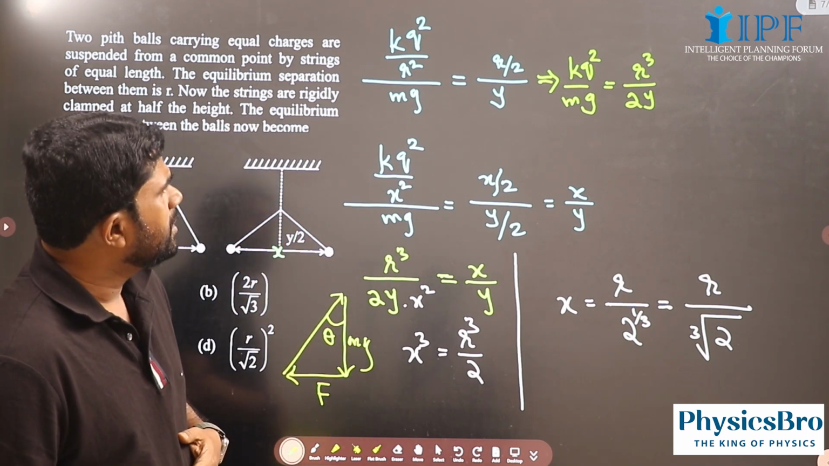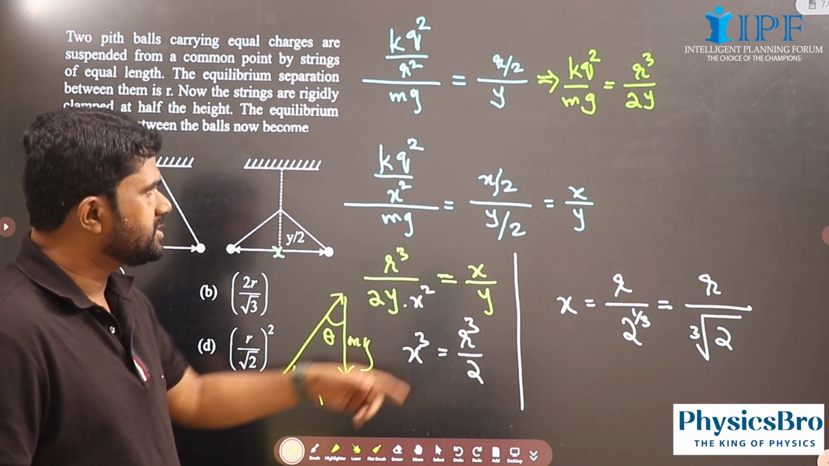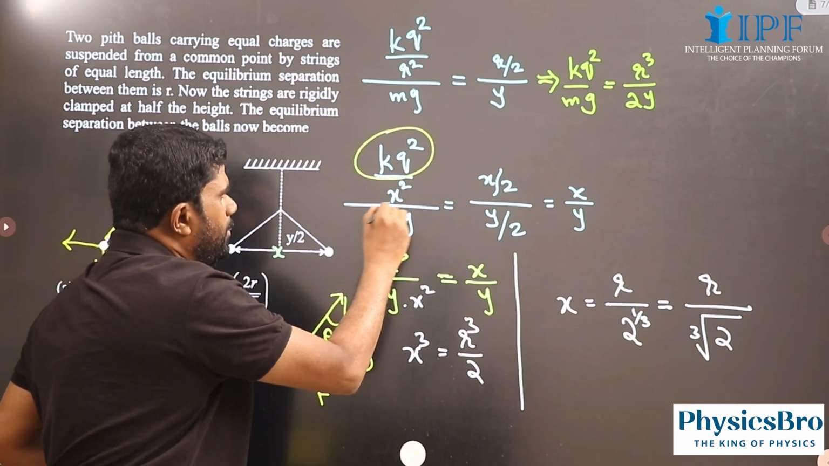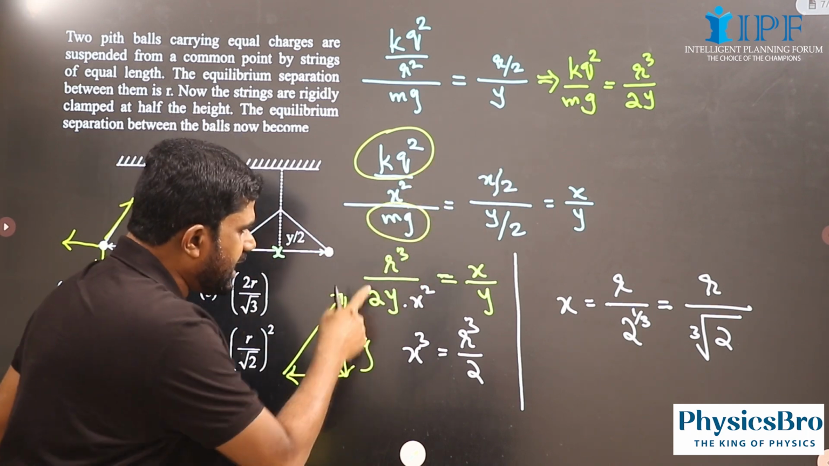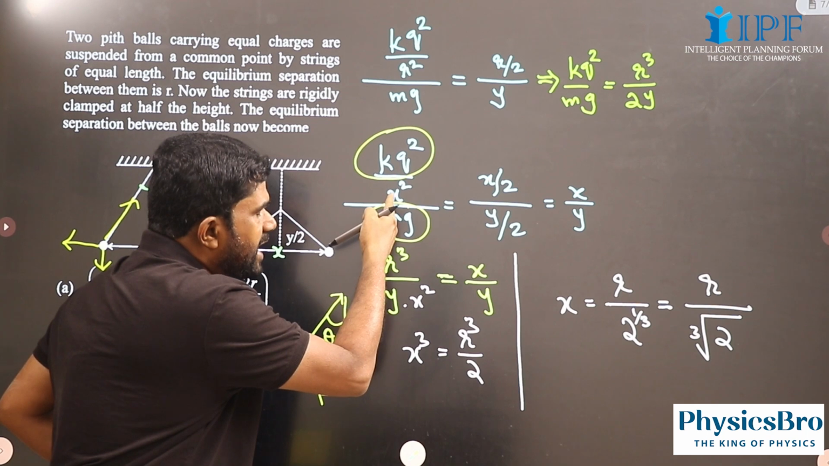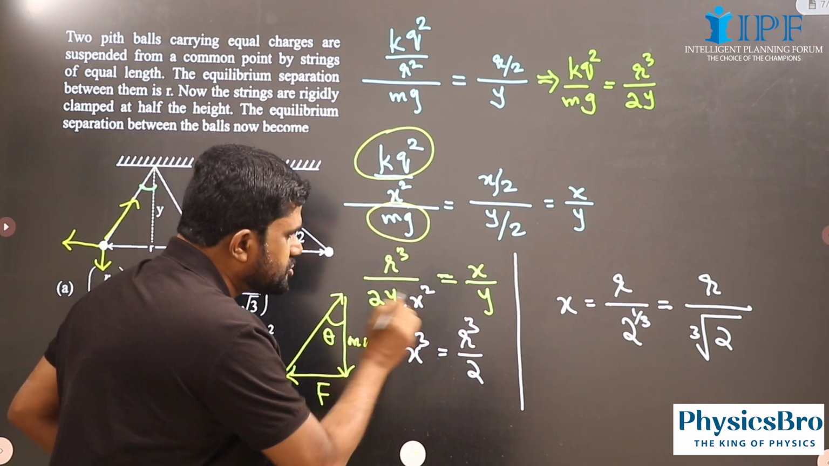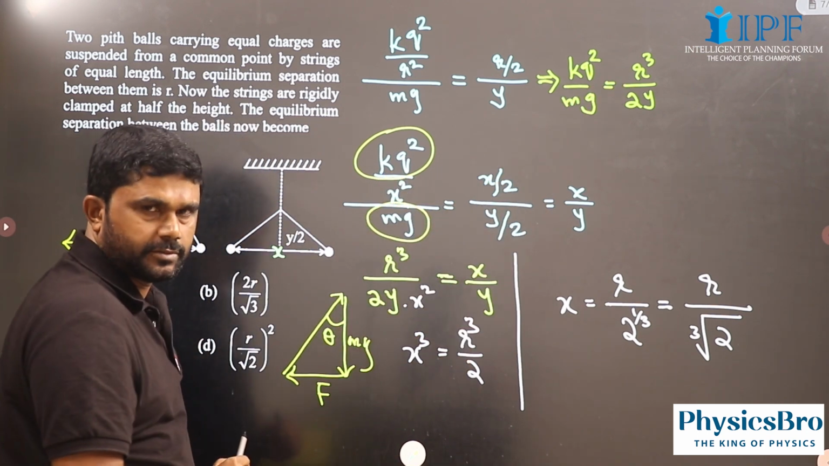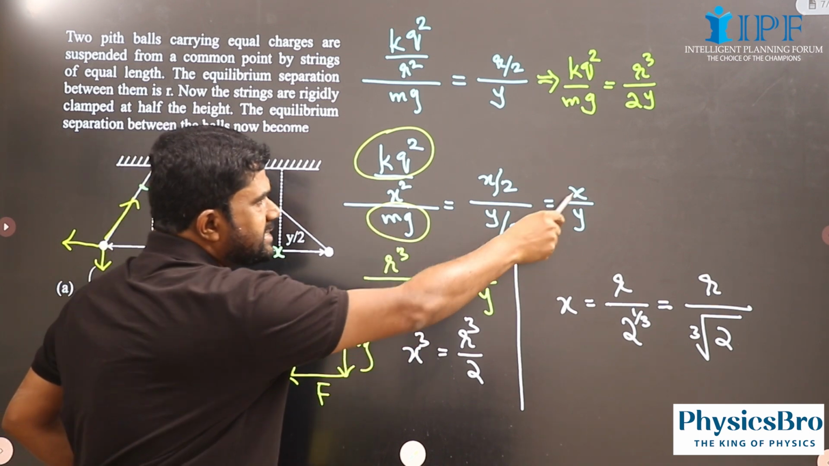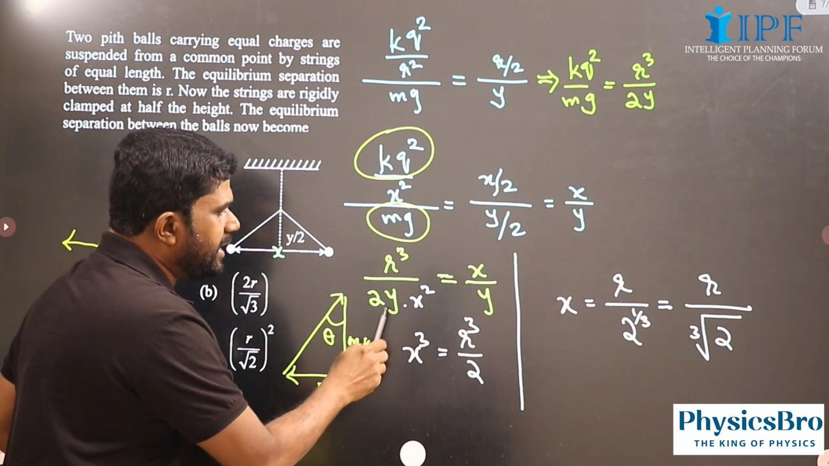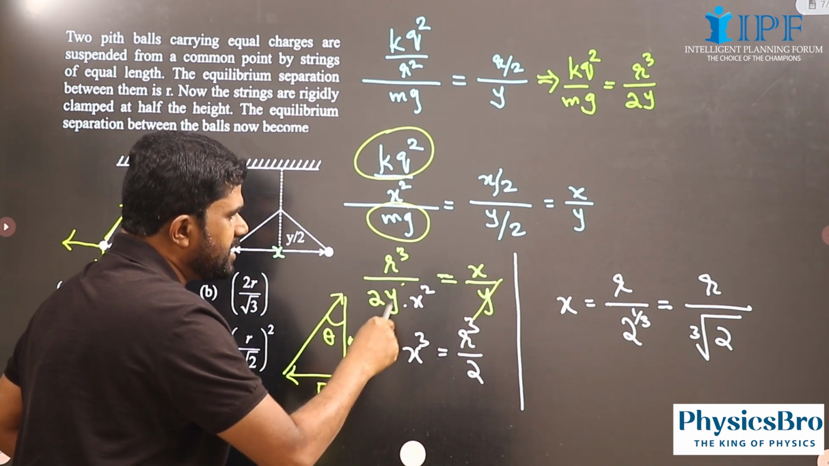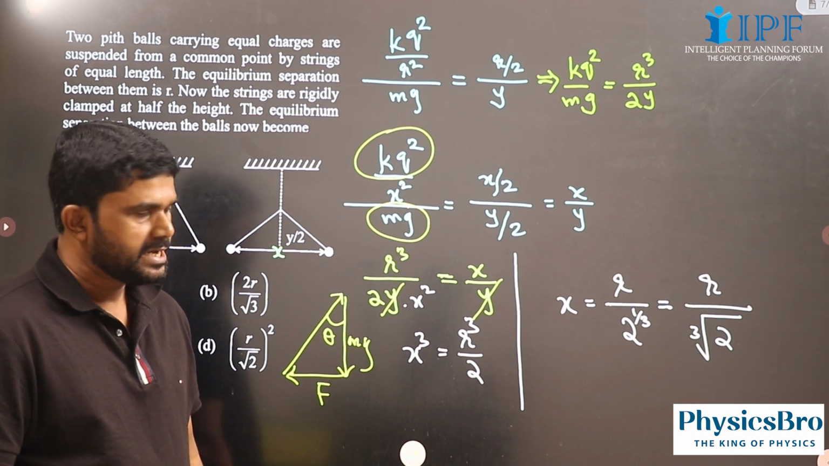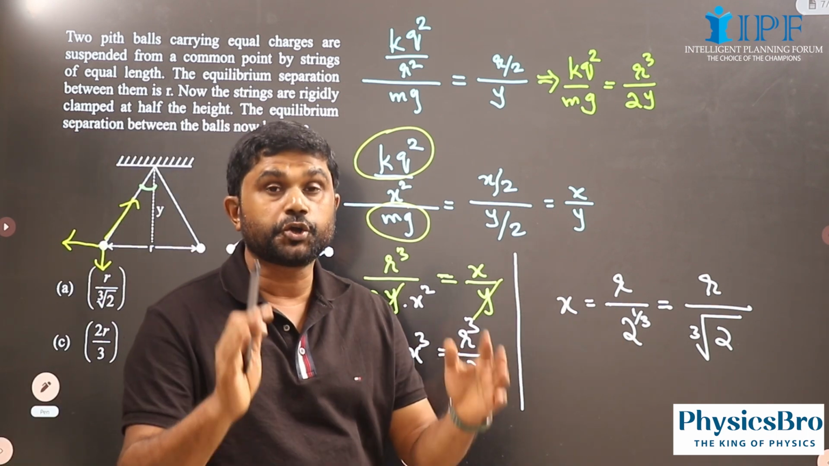Now we have k q square by mg equal to r cube divided by 2y. So let me replace this k q square by mg with r cube by 2y. One more factor I have to write here, that is x square in the denominator. So k q square by mg is replaced by r cube by 2y, and x square I have put as it is. On the right side, there is x by y. Now this y and y can be cancelled, so x cube will be r cube by 2. And x will be r by 2 raised to 1 by 3, or r divided by the cube root of 2.